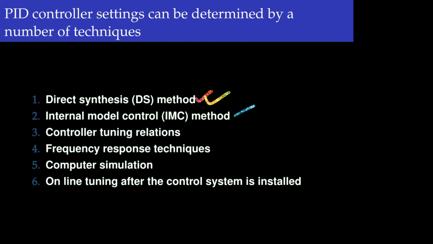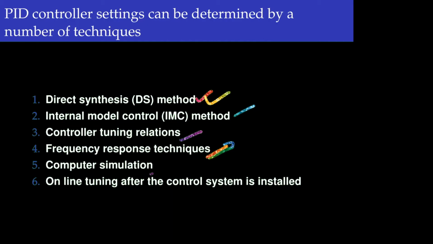There are other controller tuning relations you see in different software. They will be listed and you can use those relations when you have an explicit process model. Those are nothing but some sort of mathematical equations to get the controller parameters from the model parameters. There are also frequency response techniques, which define what are called the phase margin and gain margin. We'll see that later when I do the frequency analysis of a process.